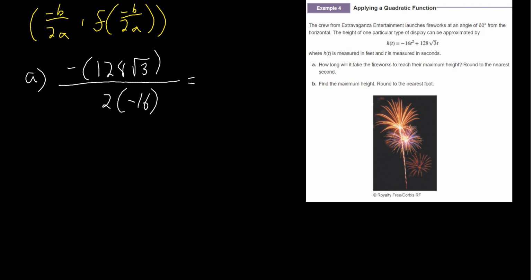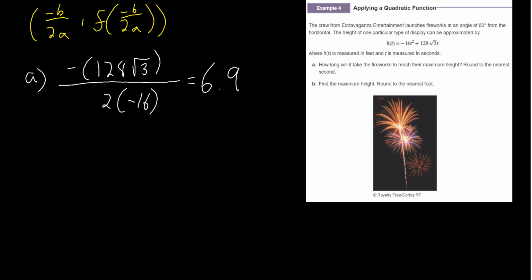Okay, so we want to figure out how long until its maximum height. So in order to do this, we have to figure this out. So, all right, let's put this in our calculator. It's going to be negative 128 times the square root of 3, divided by negative 32. So we end up with 6.9. Nearest second, that's 6.9 should do. So 6.9.